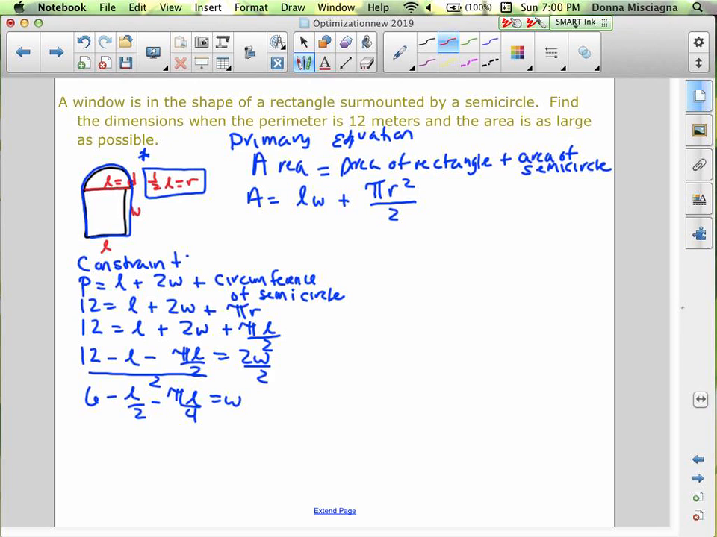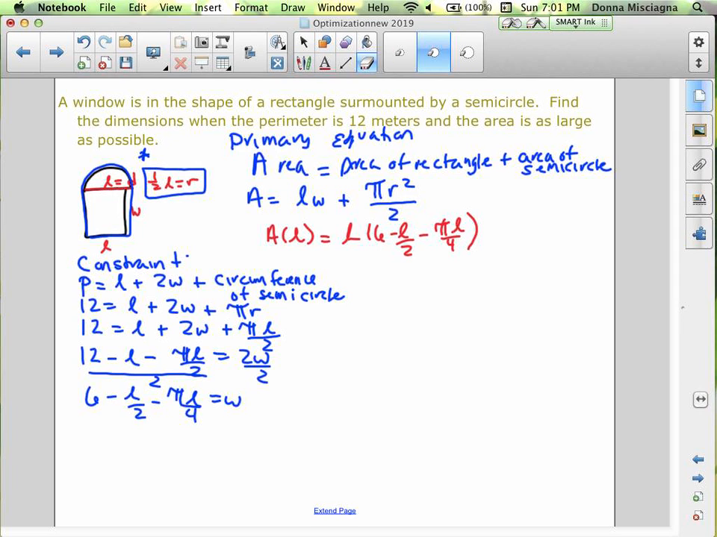All right, so now let's replace everything into our new equation. We're going to be left with a bunch of L's, so let's call it A of L. A of L equals the length, and then W is now 6 minus L divided by 2 minus pi L divided by 4. And then plus we've got to substitute half an L for the r.